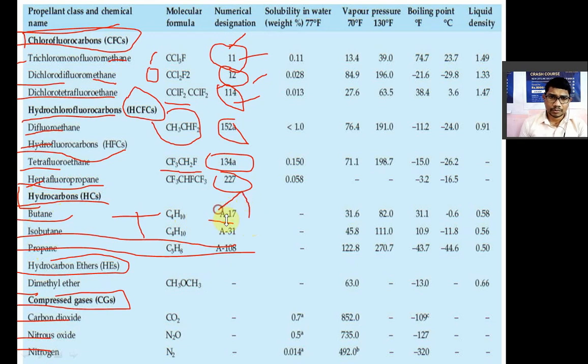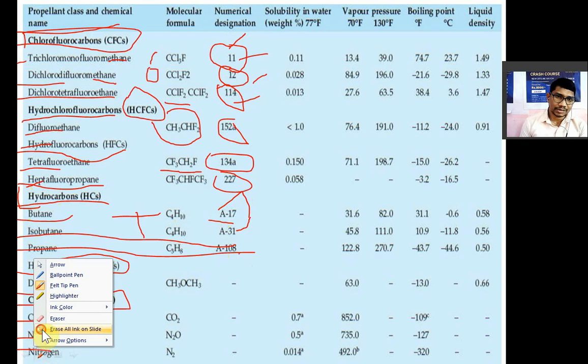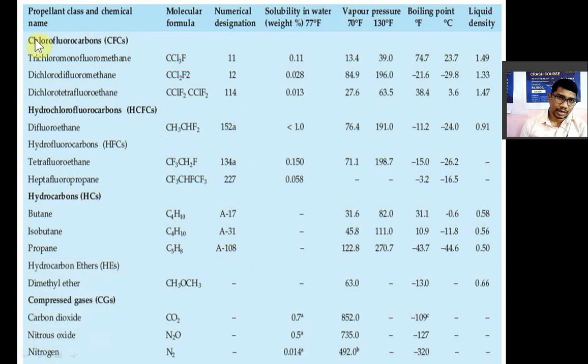क्लासेस याद रखना है. अगेन एक बार रिवाइज करता हूँ. पहला क्लास है आपका क्लोरोफ्लोरोकार्बन्स CFCs. उसमें ट्राइक्लोरोमोनोफ्लोरोमीथेन प्रोपेलेंट 11, डाइक्लोरोडाइफ्लोरोमीथेन प्रोपेलेंट 12, नेक्स्ट होता है डाइक्लोरोटेट्राफ्लोरोइथेन प्रोपेलेंट 114. दूसरा क्लास कौन सा है आपका? पहला था क्लोरोफ्लोरोकार्बन CFCs, दूसरा है हाइड्रोक्लोरोफ्लोरोकार्बन HCFCs.